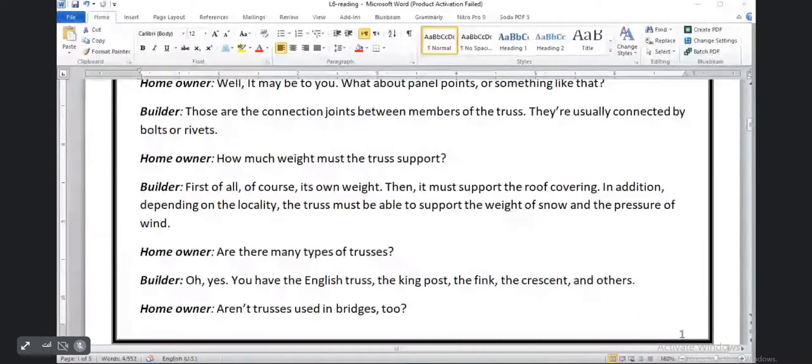Now, do you remember the parts of the truss? Do you remember the parts of the truss? Now, just say one of them. The parts of the truss. Member, and support. Member, support. Okay, what else?